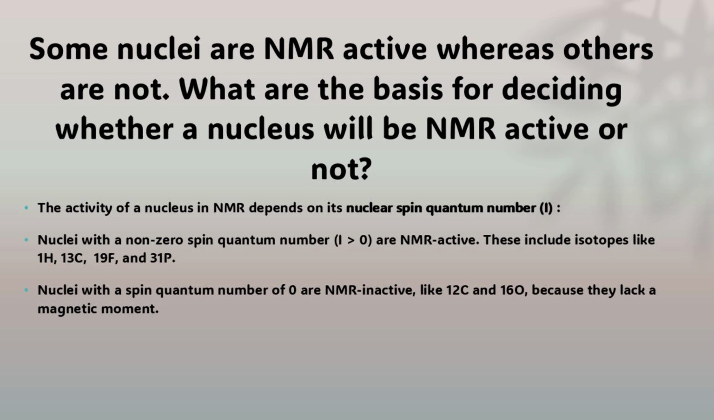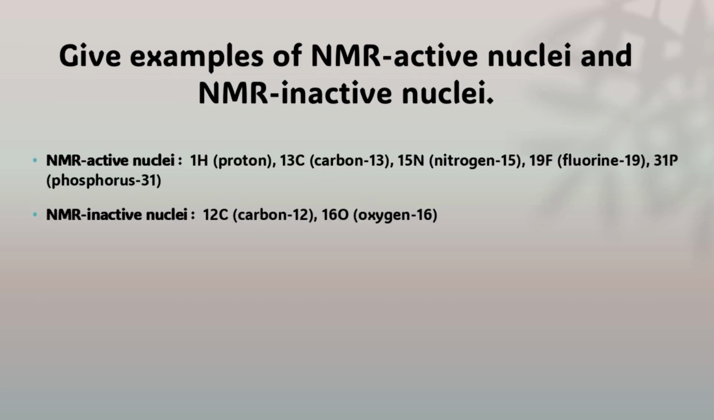You can easily find whether a nucleus will be NMR active or not by looking at the atomic number and mass number of the nucleus. If both of these are even, then the nucleus will be NMR inactive. On the other hand, if any one of these or both of the two quantities, that is, atomic number and atomic mass, are odd, then the nucleus will be NMR active. The next question is question number 8. Give examples of NMR active nuclei and NMR inactive nuclei.